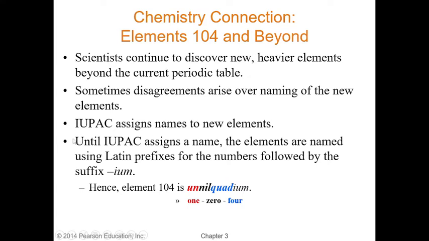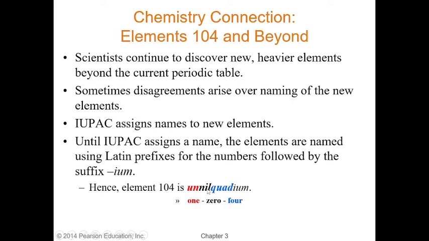So, until the IUPAC assigns a name, the elements are named using Latin prefixes followed by the suffix -ium. Diba? We all know that our elements will end up in -ium. So temporarily, si IUPAC, nagbibigay muna siya ng temporary name dun sa element. For example, element 104 is unilquadium. So, bakit siya naging unilquadium?